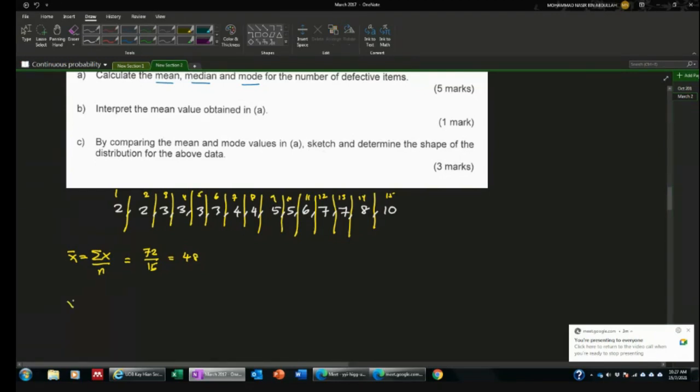Alright, for median, we need to find position of median. Right, the first one, position of median is n plus 1 divided by 2. So this one should be 16 divided by 2 equal to 8. So median will be equal to 4. This is 4.8. Alright. And then the mode will be, tengok yang paling banyak sekali muncul.